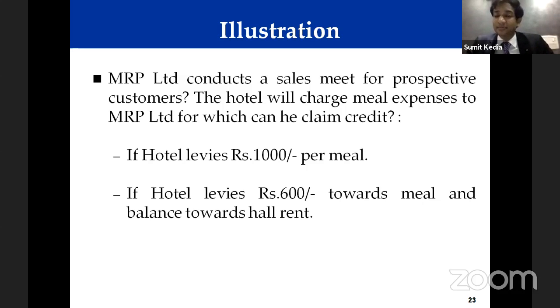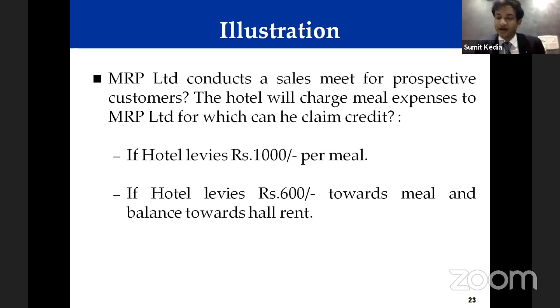Next is MRP Limited, which conducts a sales meet for their prospective customers. The hotel will charge meal expenses to MRP Limited, for which can MRP Limited claim credit? In two scenarios, my question is: since they are conducting a sales meet for customers, they are not going to charge even a single penny from the customers because it's a promotional event. But the hotel will charge the bill to MRP Limited. You can take this as an AGM meet, dealers meet, or any business event conducted by any company, so it applies to all these scenarios. In the first case, if the hotel levies rupees 1000 per meal, can MRP Limited claim input tax credit?